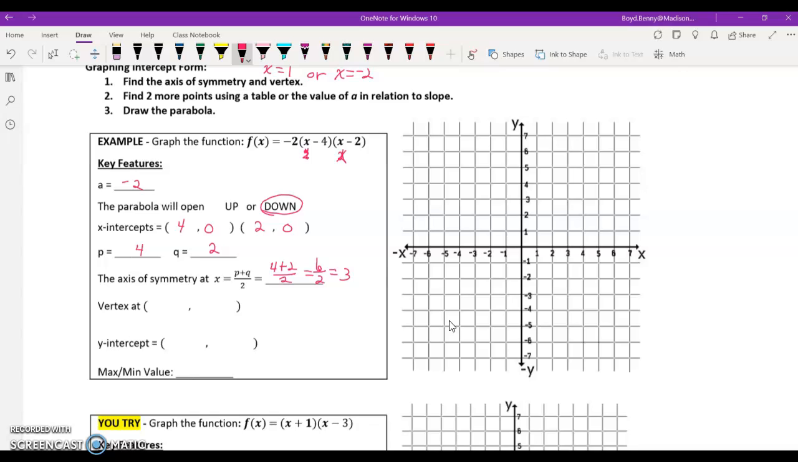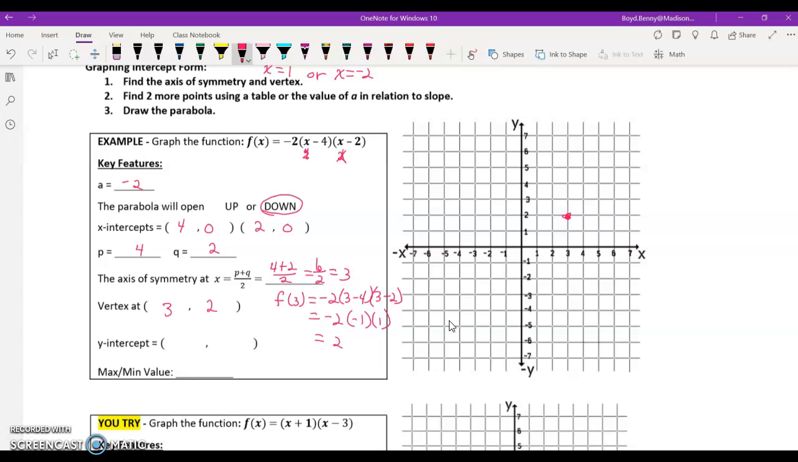That tells me that my vertex is at 3, comma something. To find out what the y part of the vertex is, I'm going to plug in 3. So f of 3 equals negative 2 times 3 minus 4 times 3 minus 2. That's going to be negative 2 times negative 1 times 1, which is going to give me a positive 2. So now I've got 3, comma 2 as my vertex.